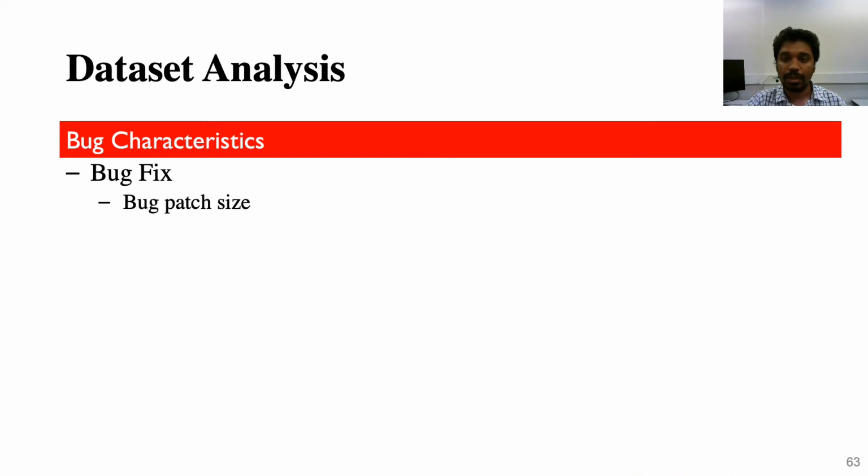To quantitatively measure the complexity of fixing PM bugs, we first look into the bug patch size. Here we define bug patch size as the lines of code inserted and deleted.